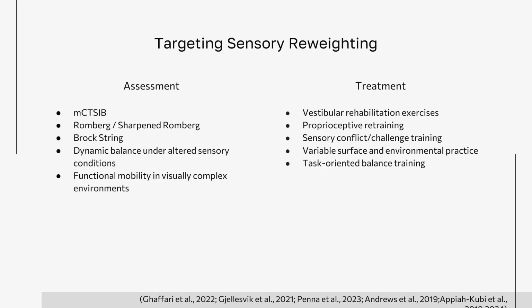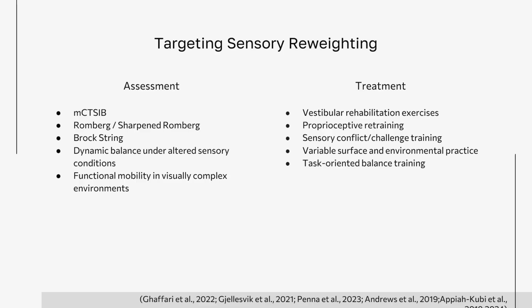Research thus far, there are several ways to target sensory reweighting in both assessment and treatment. Anything that varies sensory input or requires them to maintain a task and adapt some level of sensory integration is going to test sensory reweighting. Some examples being the modified clinical test of sensory interaction and balance, Schaffner-Romberg. These two are very similar, but they show you static balance under compliant and non-compliant environments.